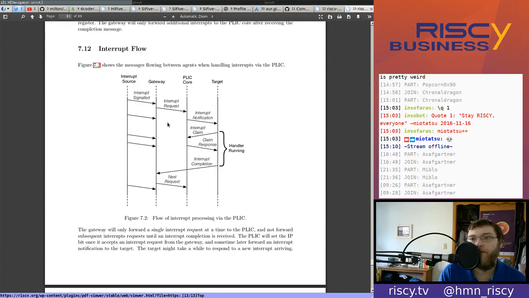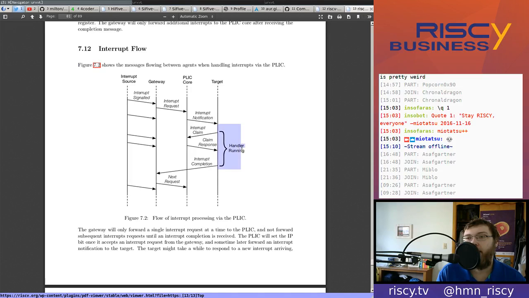So here's interrupt flow. I do want to look at this diagram and see what the interrupt flow is like. So figure 7.2 shows the messages flowing between agents when handling interrupts via the PLIC. So you have an interrupt source, which signals an interrupt. That goes to the gateway, the interrupt gateway, which sends an interrupt request to the PLIC core. So the PLIC core then sends an interrupt notification to the target.